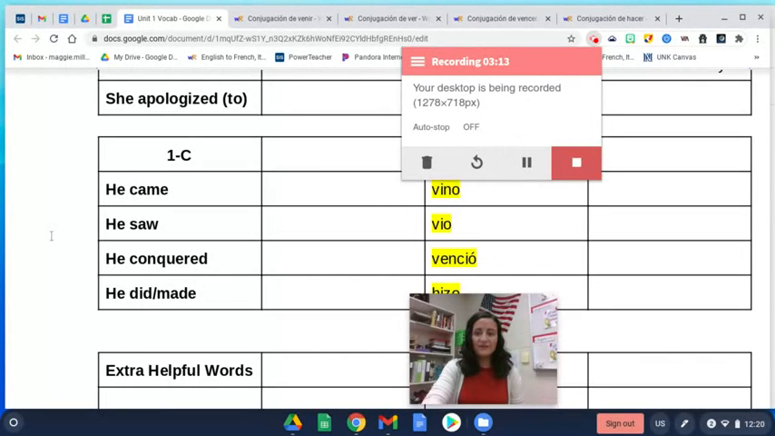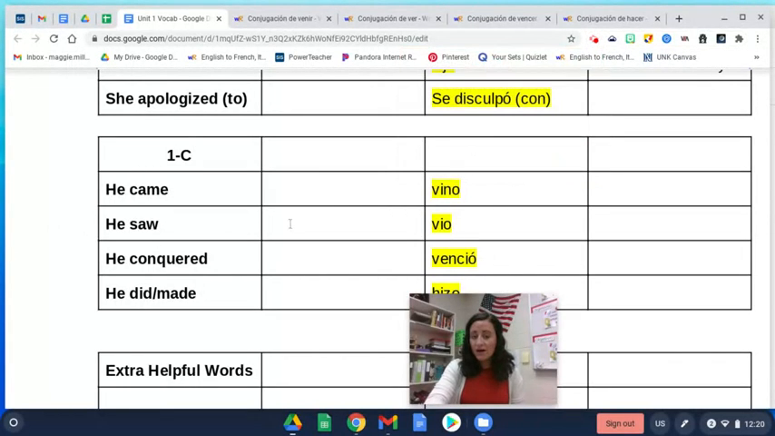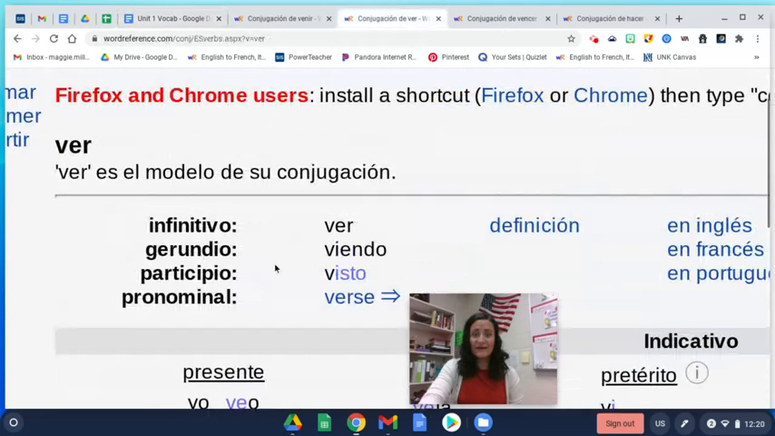Then the next verb that we see here is "he saw," and that's vio. Repeat after me: vio. Vio is another irregular preterite tense verb, and we're going to go through the conjugations for that. But "he saw" has to come from "to see." And think for a second, what is "to see"? Ver, which is right here. You learned that one last year, so it's not a new word.